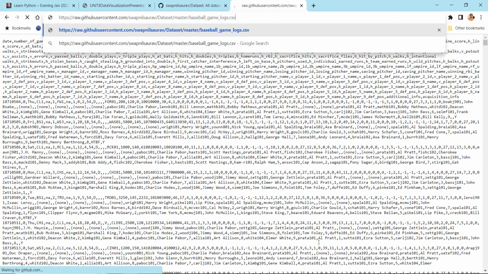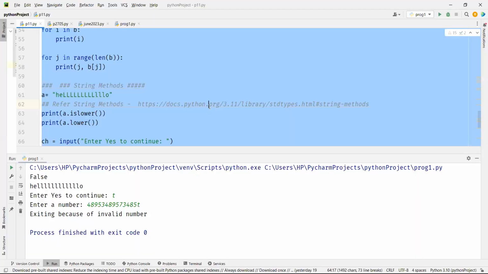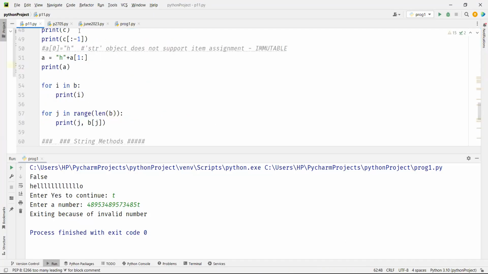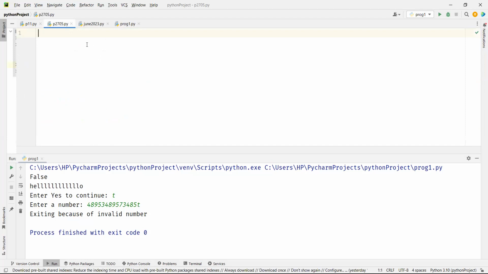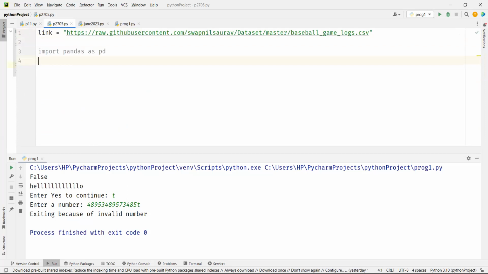So I'll go to my PyCharm. I'm going to share my PyCharm now. So this is your link, and you can read the entire link. First you need to import pandas, so import pandas as pd. Then you can say df equals pd.read_csv. DF stands for data frame, right? Pandas will read the data as a data frame. That's why we prefer data frame.